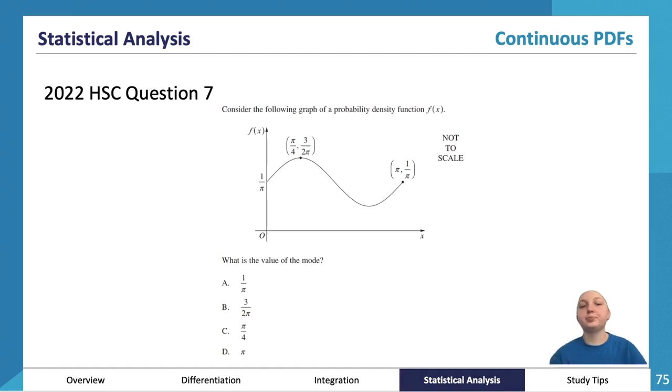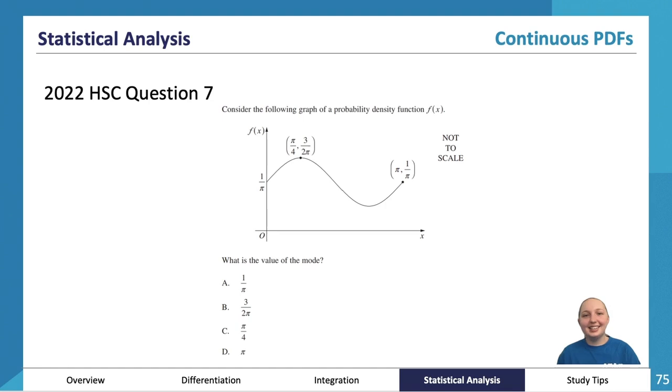Okay, so this again is from the 2022 HSC. Multiple choice question. Consider the following graph of the PDF f of x. What is the value of the mode? First thing to consider with this question, probability density functions means that on our y-axis is the probability that something happens, and then this is the outcome on the x-axis. Then we want to think about what is the mode.